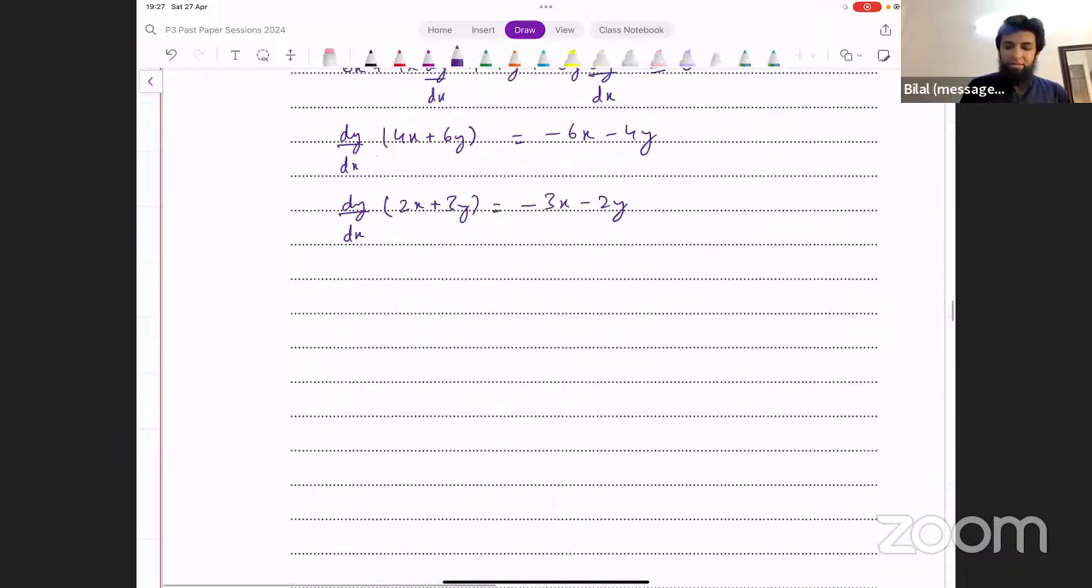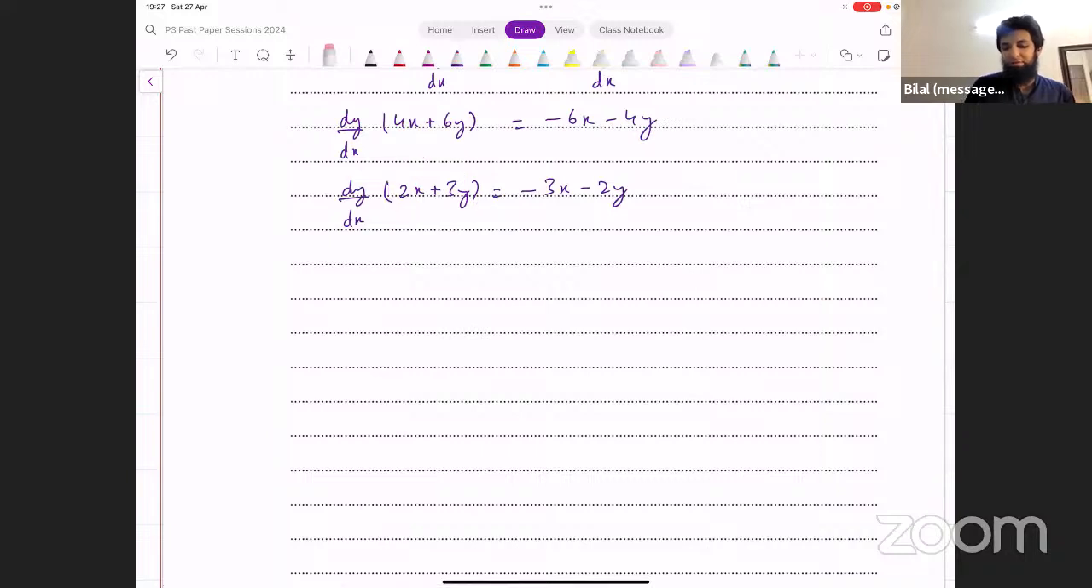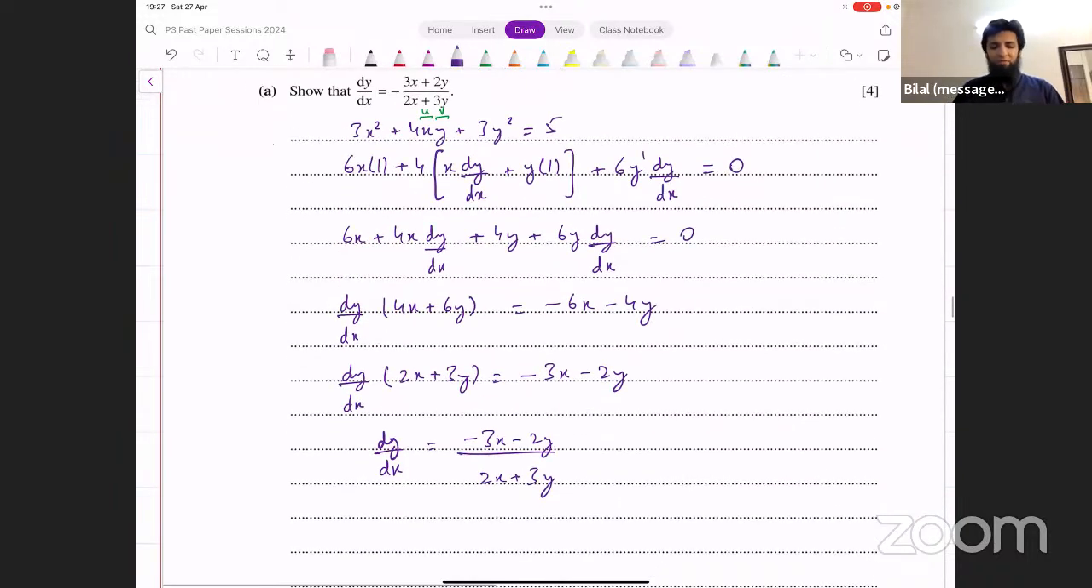Now, take this thing to the denominator on the other side and see what that gives us. dy over dx equals (minus 3x minus 2y) divided by (2x plus 3y). And now notice what you want at the end. We've got something very similar to that, not exactly that, but something very similar.